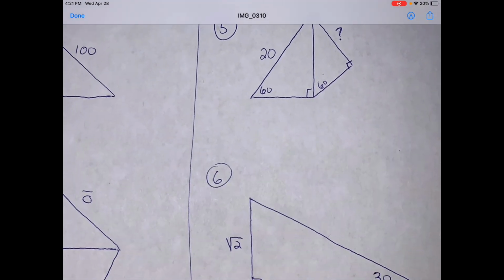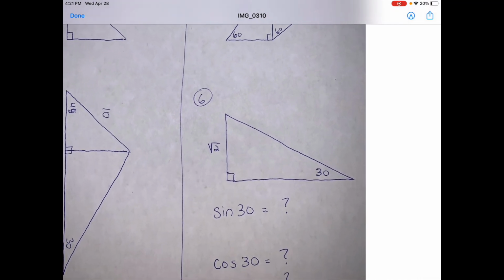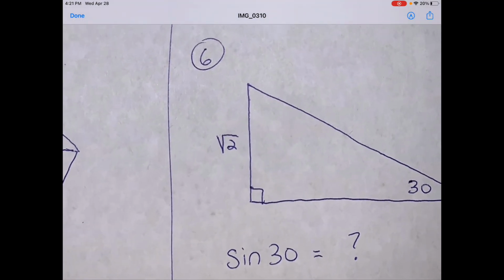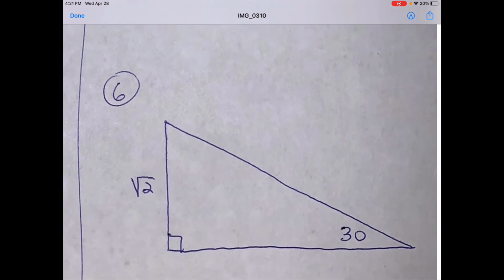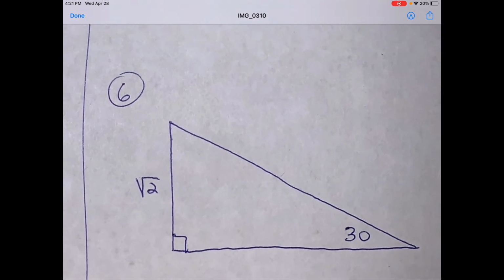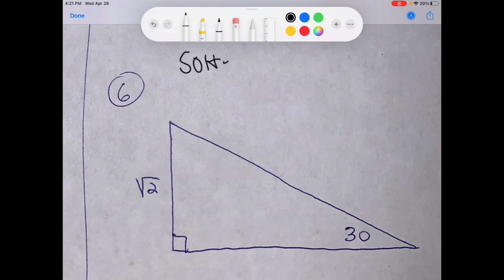Okay, now let's look at number 6. Number 6 wants us to find 3 trig functions. So we got to remember our right triangle trig, SOHCAHTOA. So sine, opposite over hypotenuse. Cosine, adjacent over hypotenuse. Tangent, opposite over adjacent.